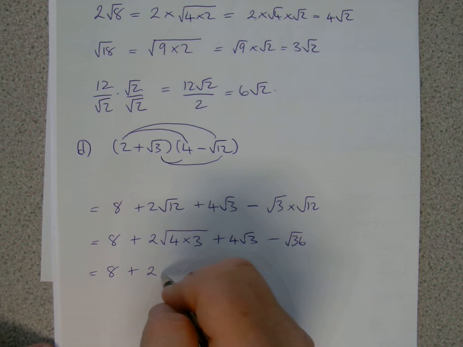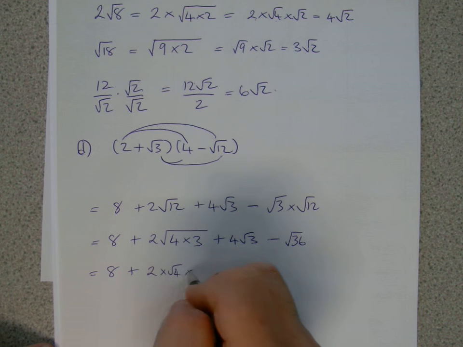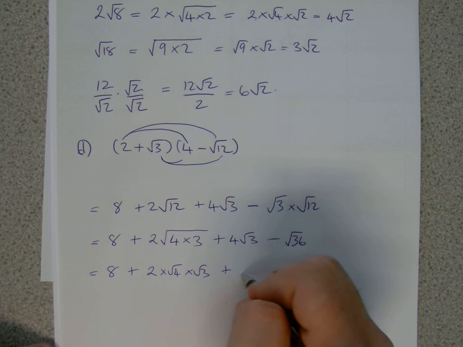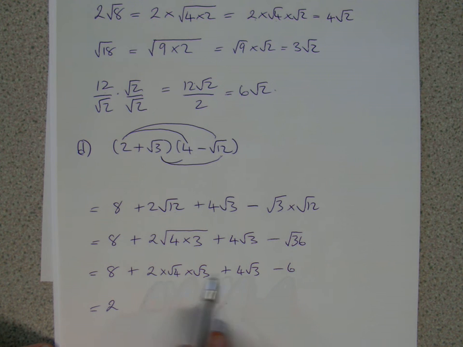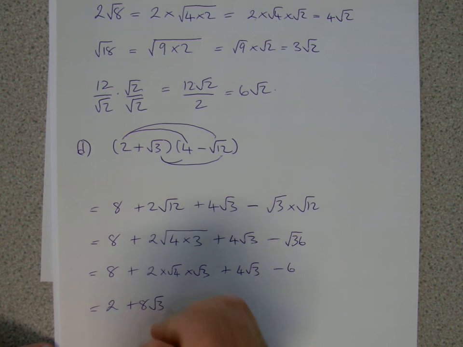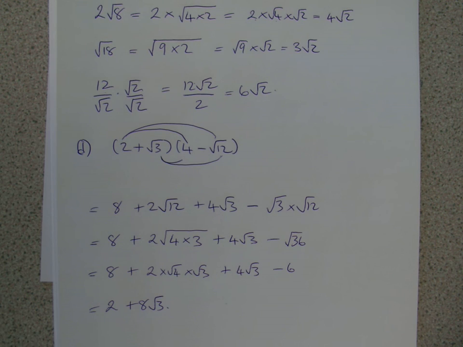Now that would be root 4 times root 3, plus 4 root 3, and root 36 is just 6, isn't it? So then I get 8 take away 6, which is 2. And if we put all this together here, we can, because root 4 is just 2, isn't it? So 2 times 2 is 4. So I got 4 root 3 here, and another 4 root 3. That gives me 8 root 3. Okay, and I've simplified it as fully as I can.